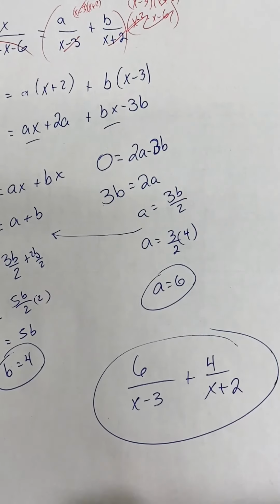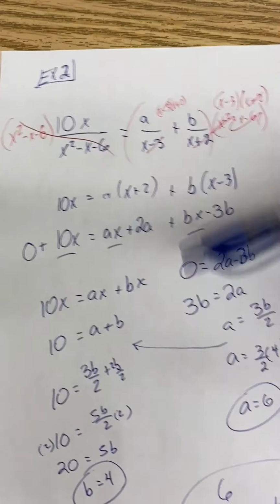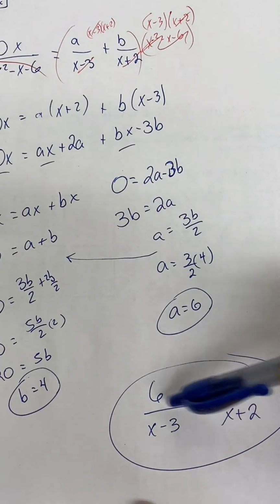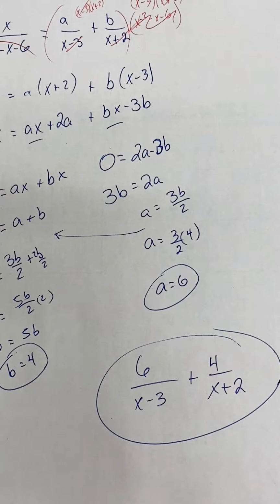You can check these if you want to. Most of the time, I don't think you're going to find it necessary. But if you did go back and get your common denominator, it would be the x squared minus x minus 6. And if you did all the fun stuff that entails, you would eventually end up with 10x on top. It would check out.